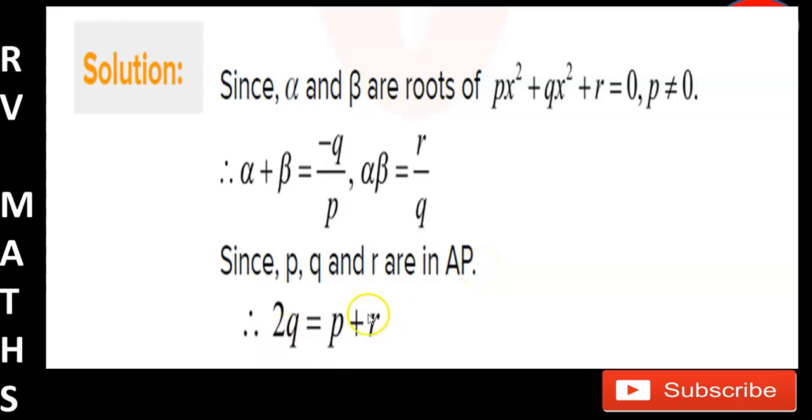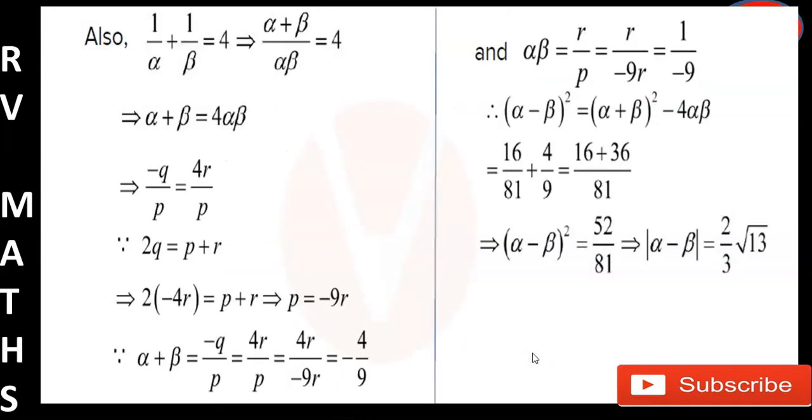twice the middle term equals the sum of the extremes. So 2q, this is the middle term, equals the sum of the extremes, p and r. So you will be getting p plus r. Now you are asked to find 1 by alpha plus 1 by beta, which is given to be 4.